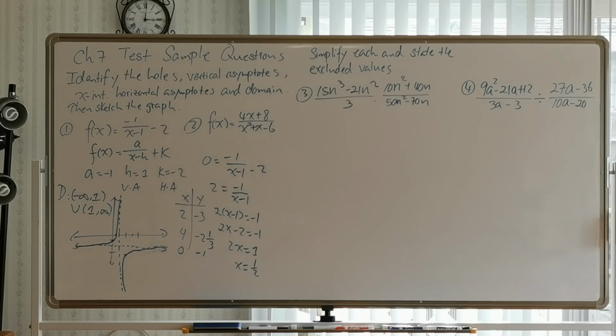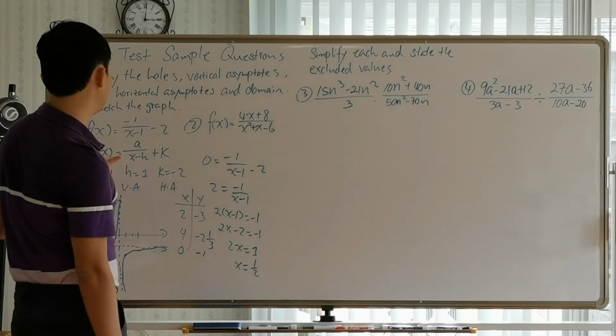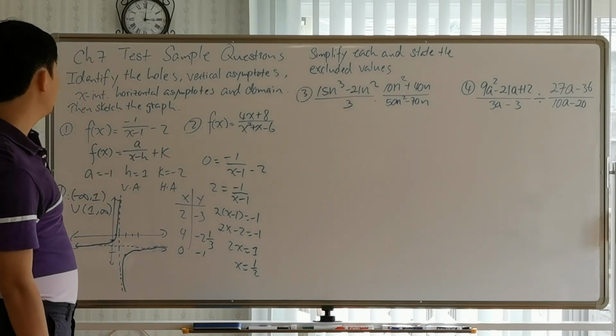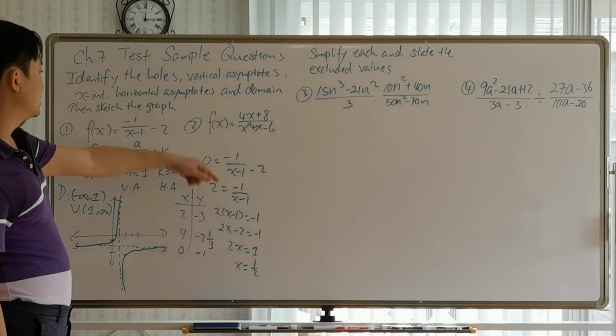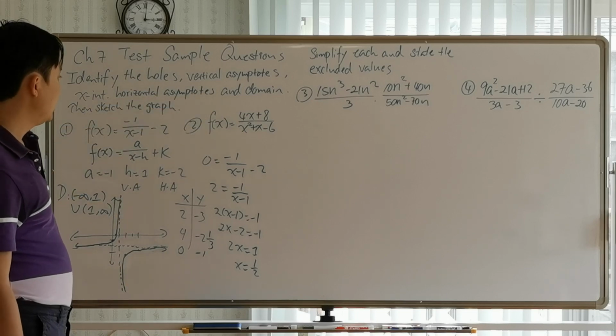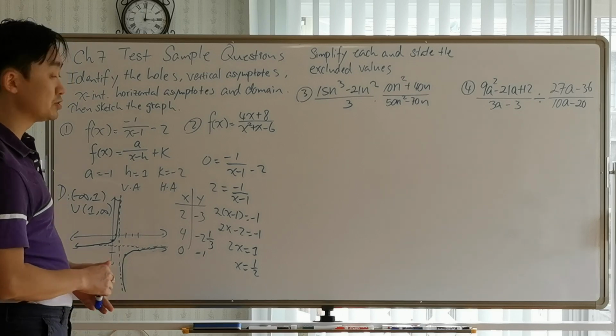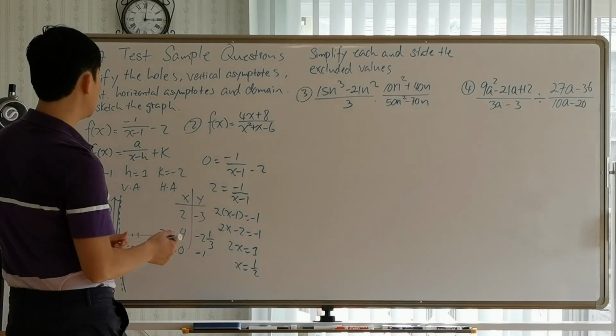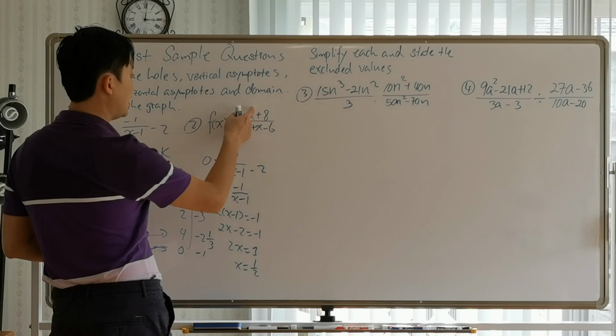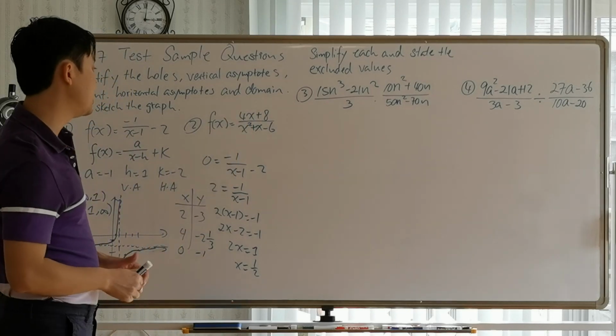Okay, so now what about number 2? Number 2 is quite similar, but this one is not under the structure of a over x minus h plus k. So you might be wondering, when do we use synthetic division or long division? Once you see the same power on top and bottom, then you want to perform long division or synthetic division. For this one, once again, the power on the top is less than the power on the bottom.